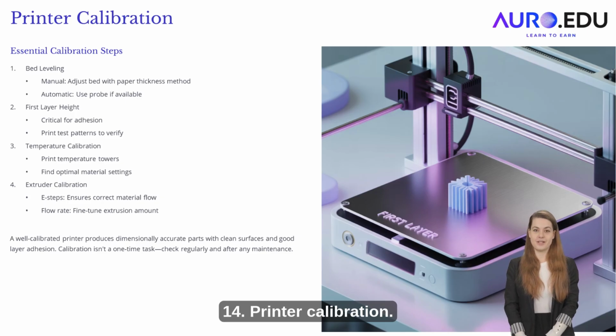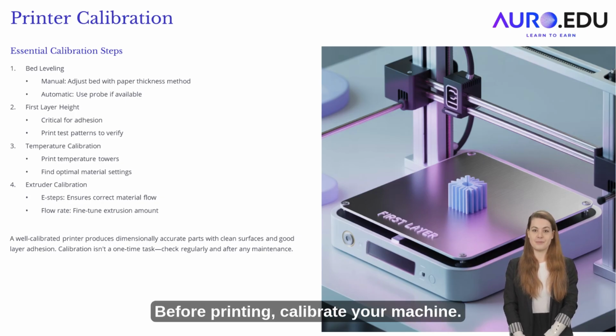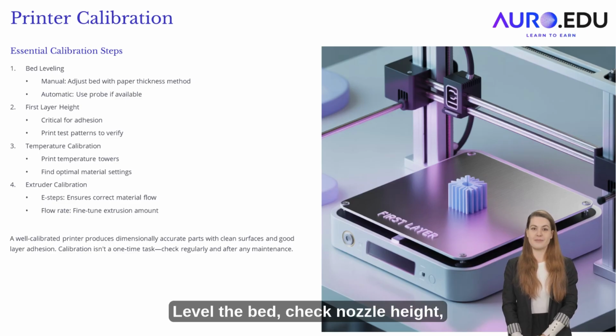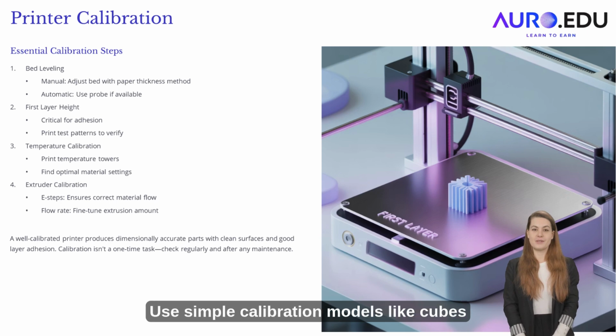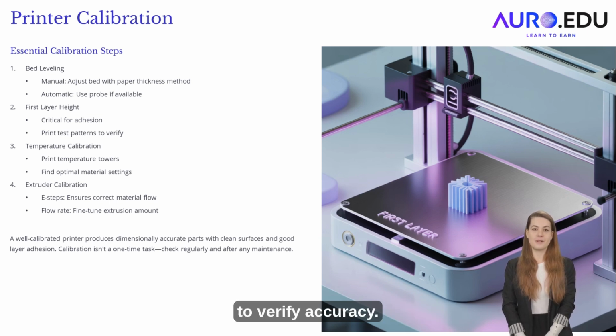14. Printer calibration. Before printing, calibrate your machine. Level the bed, check nozzle height, and ensure accurate filament extrusion. Use simple calibration models like cubes to verify accuracy. A well-calibrated printer reduces errors and ensures smoother prints.